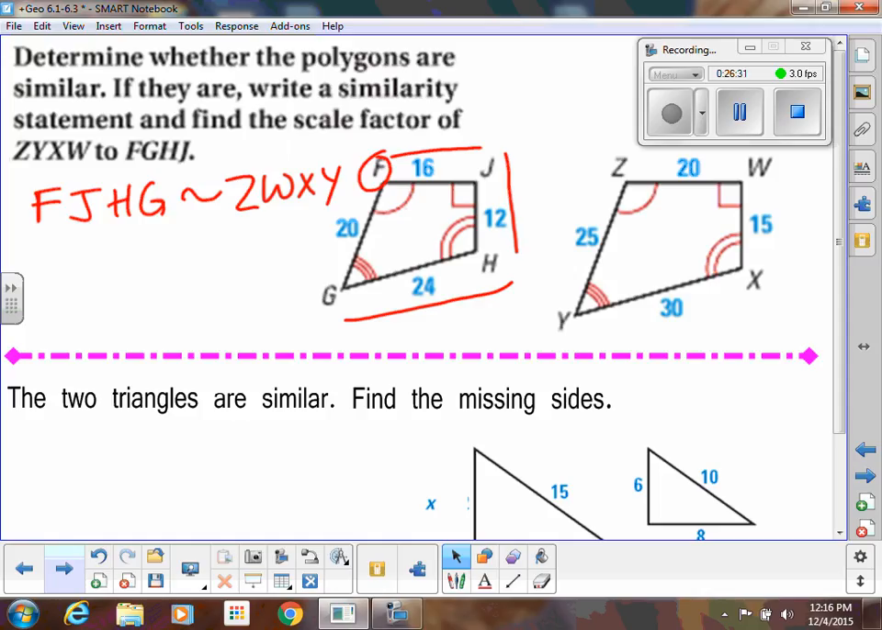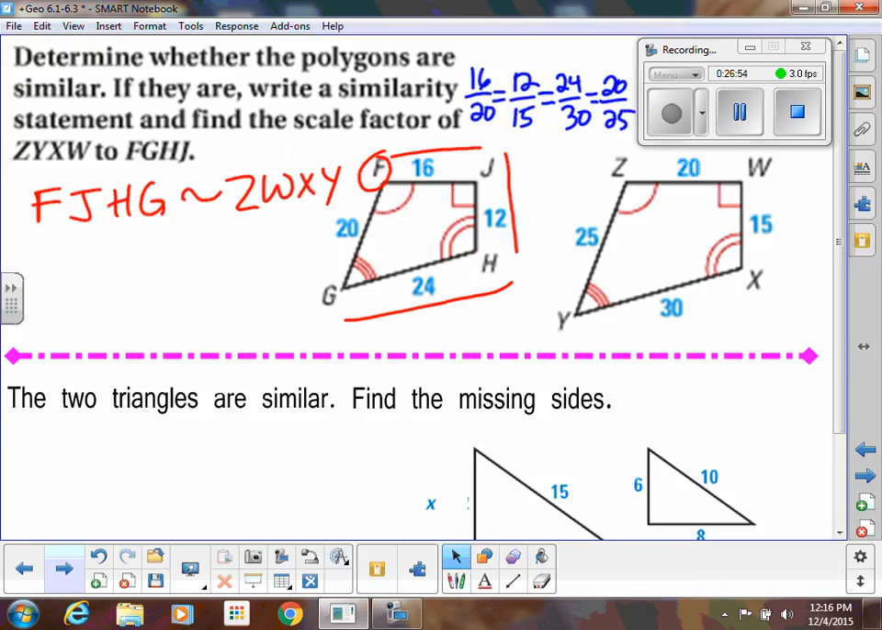So what do we need to know? Well, we need to know all of the angles are congruent, which they are, and then we need to know all of the sides are proportional. So I need to know that 16 over 20 reduces to the same thing as 12 over 15, and 24 over 30, and 20 over 25.